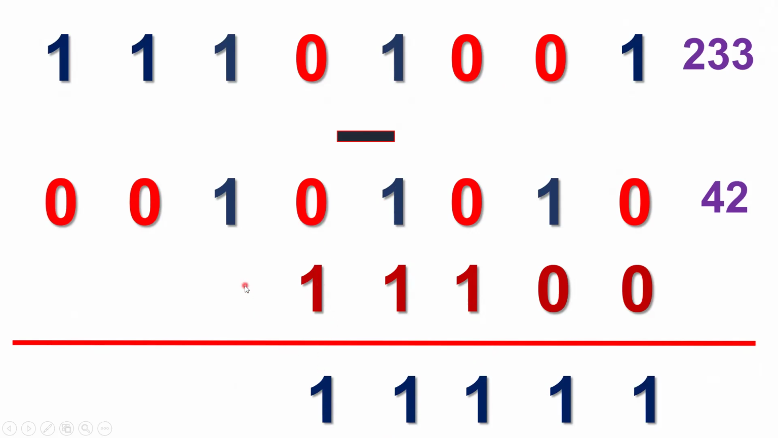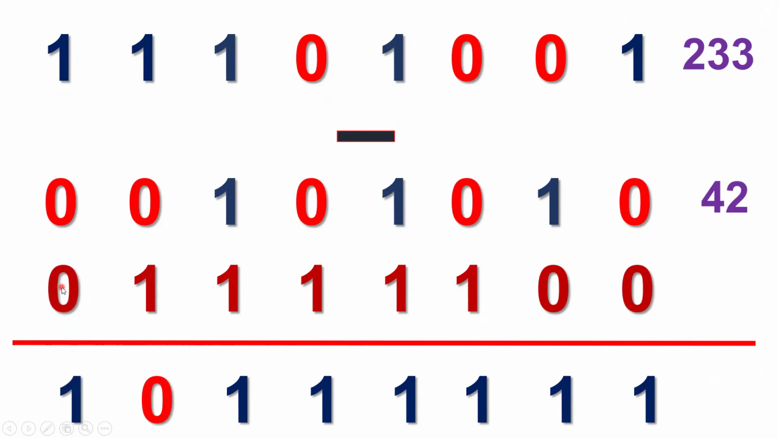Borrow out is 1, which becomes borrow in here. Here again 1 minus 1, 0. 0 minus 1, difference out is 1. Borrow out is 1, which becomes borrow in to be 1 here. 1 minus 0, 1. 1 minus 1, difference is 0, but borrow out is 0, which becomes borrow in here, which is 0. So 1 minus 0 is 1, and 1 minus 0 is 1.